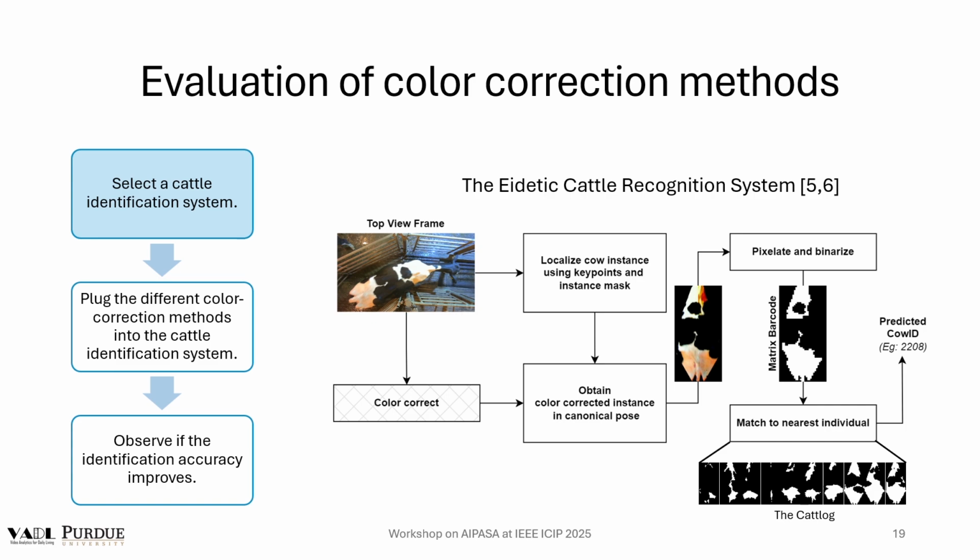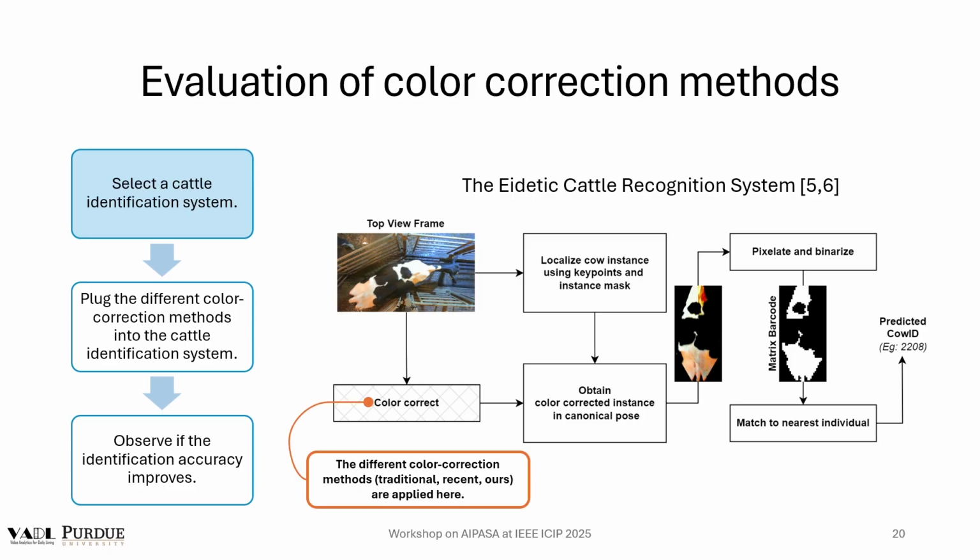This barcode is then matched to its nearest neighbor in the set of training barcodes called the catalog to get the predicted identity. In this flow, we introduce a block that color corrects the video frame before the identification system processes the instance. This color correction block is where we plug in the different color correction methods that include the traditional, recent, and our black mirror light probe cow method.